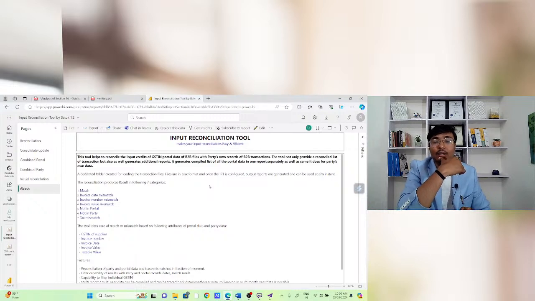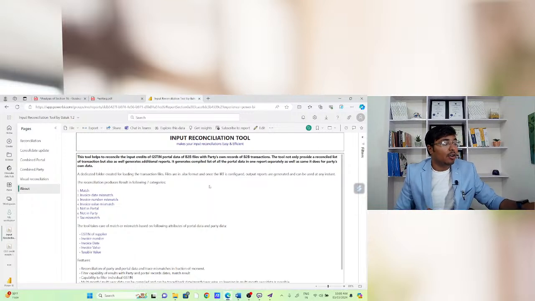If the recipient is in India, in that case RCM will be applicable and input tax credit can be claimed on the part of that reverse charge mechanism.